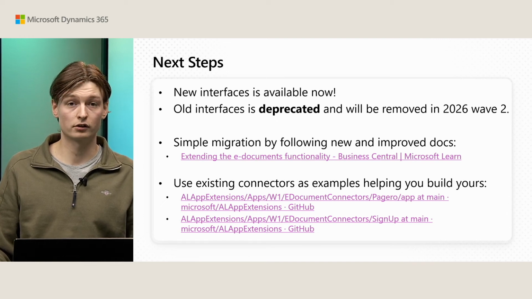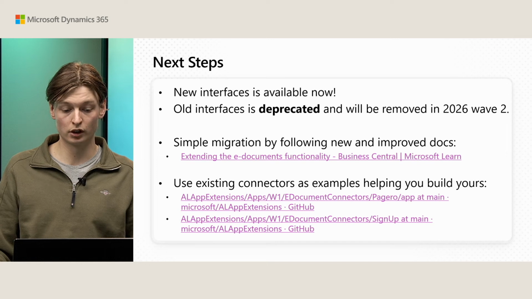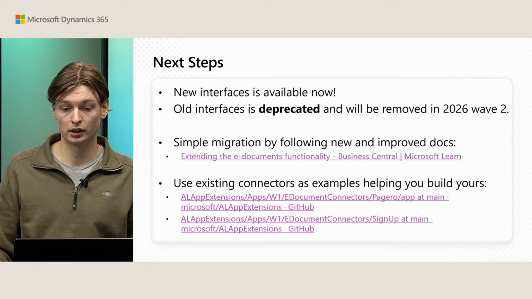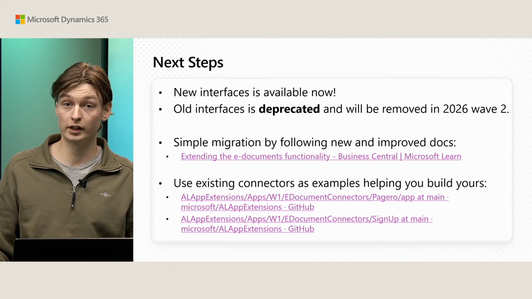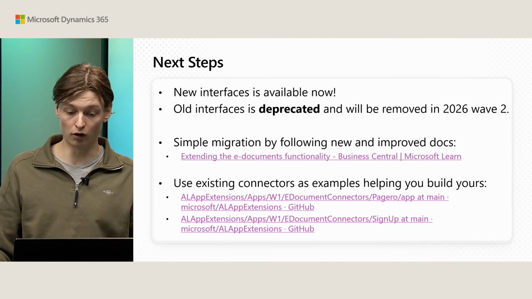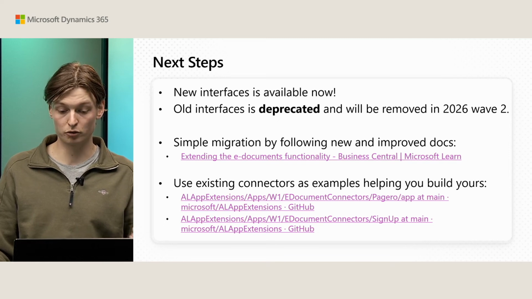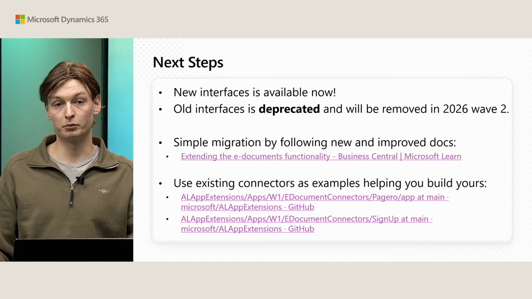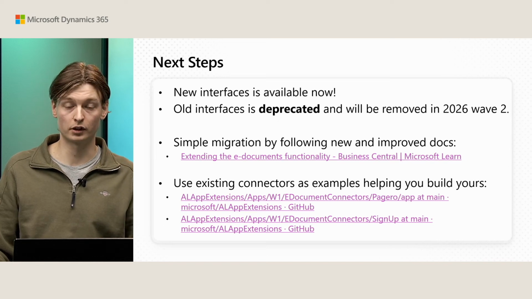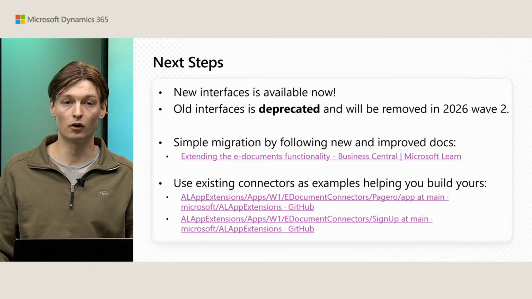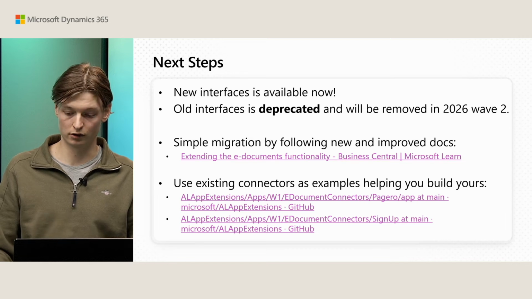Another advice I think you should take with you is also to use the existing connectors to help you build your own. Because now we have 4 examples and more to come. They are all available on AL App Extensions, and you can find them under eDocument connectors, and then they will be folder-based for each of them. And here you can go and take inspiration and see how different connectors do it.